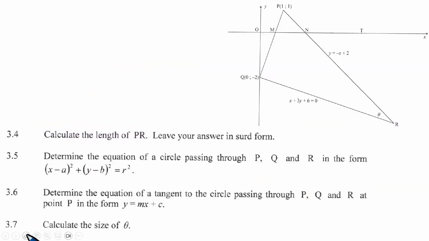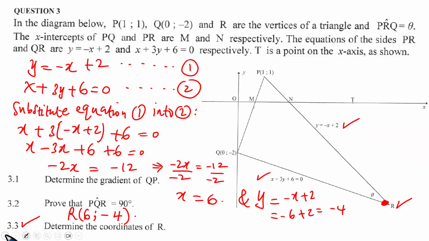Right, in the next case, we continue to look at the same diagram, but want to calculate the length of PR. We already know the coordinates of R. The coordinates of R are exactly 6 together with negative 4. They form coordinates like this. PR. P is up there, and we know that P has the coordinates 1 and 1.